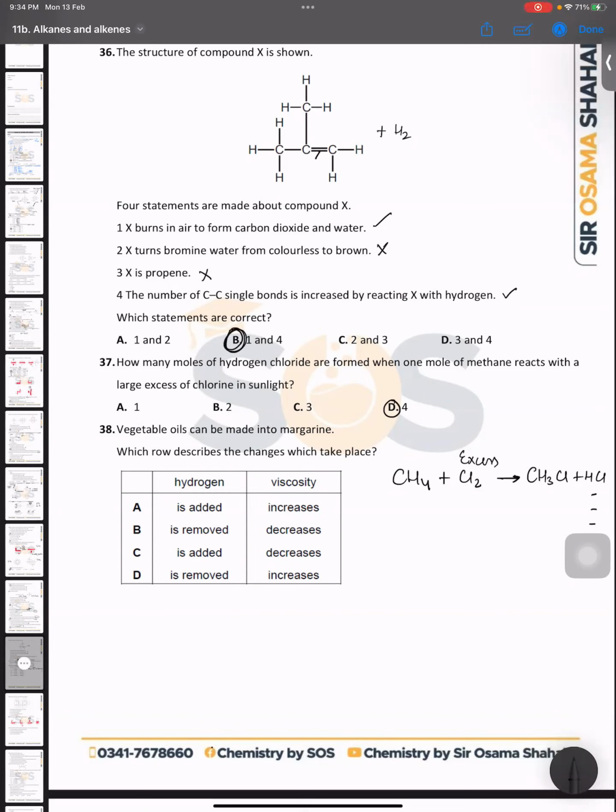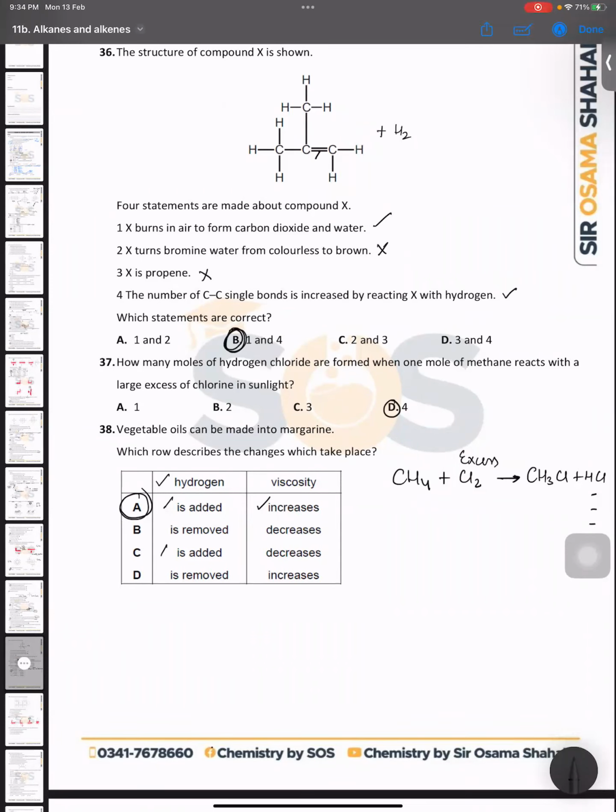Which law describes the change which takes place? So we know that hydrogen is going to be added over there. So the right answer can be A or C. And definitely when the number of hydrogens is increasing and the bonds are being added, the viscosity is going to increase. So the right answer will be A. Is that right, Bacho?